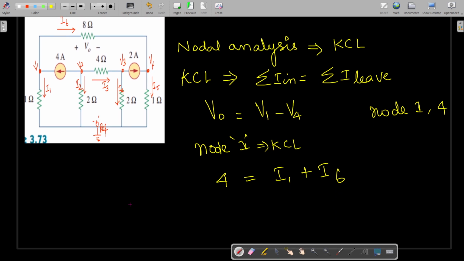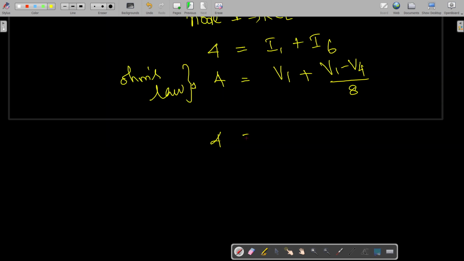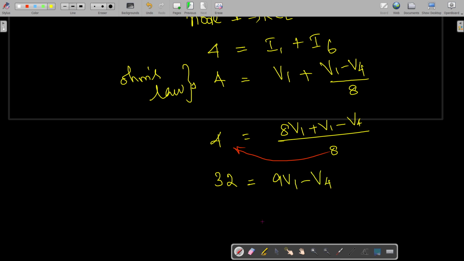So we need to apply Ohm's law for this. So it is 4, that is equal to I1, which can be written as V1 minus 0 by this 1 ohm, right? So it is V1 by 1. Then what is this I6? I6 is V1 minus V4 divided by this 8. Take the common denominator here. So it is 8V1 plus V1 minus V4. When you cross multiply this, we get 32 equal to 9V1 minus V4. So we can write this as 9V1 minus V4 equal to 32. This is our first equation.